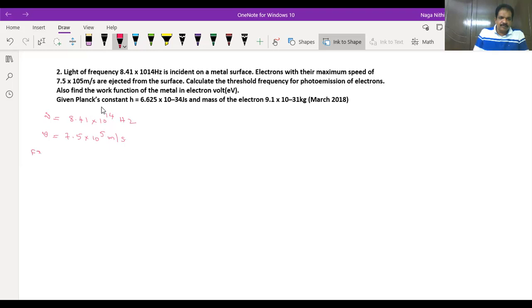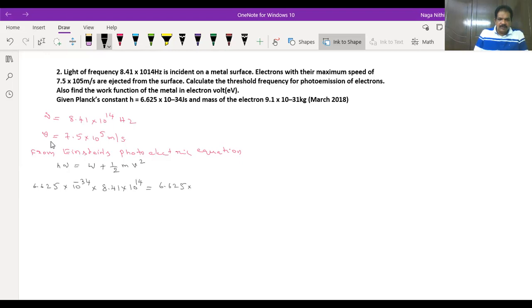So from Einstein's photoelectric equation, what is the formula? H nu is equal to W plus Ke maximum, or half mv square. Here H value they gave is 6.625 into 10 power minus 34. Nu value is 8.41 into 10 power 14, equal to W value. First we will calculate W, right? H nu.